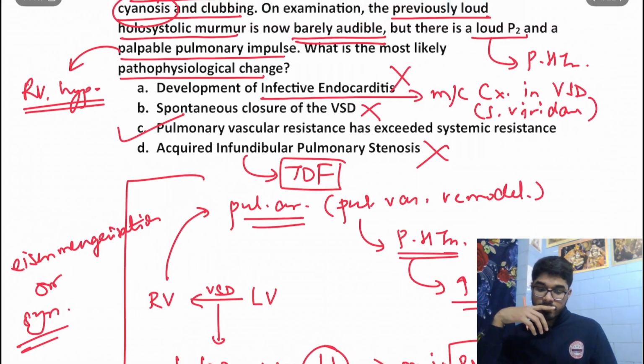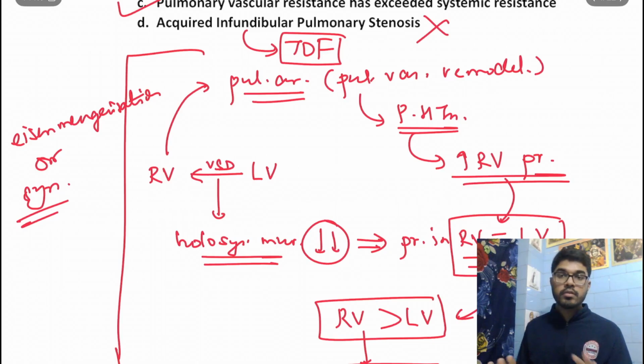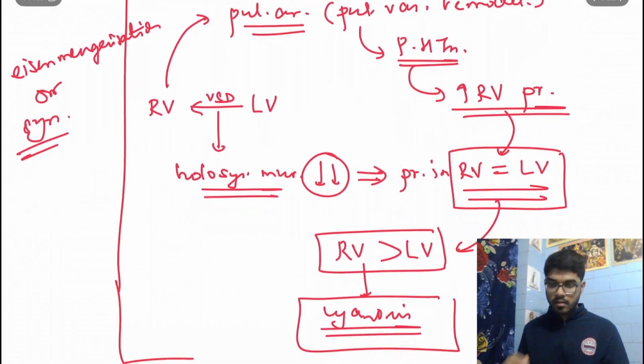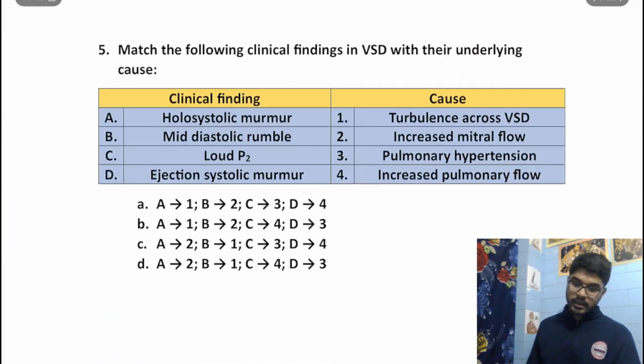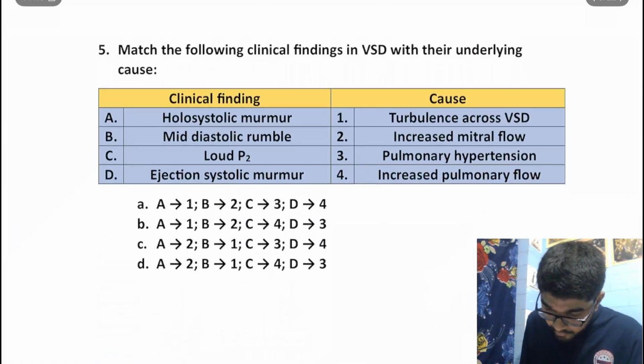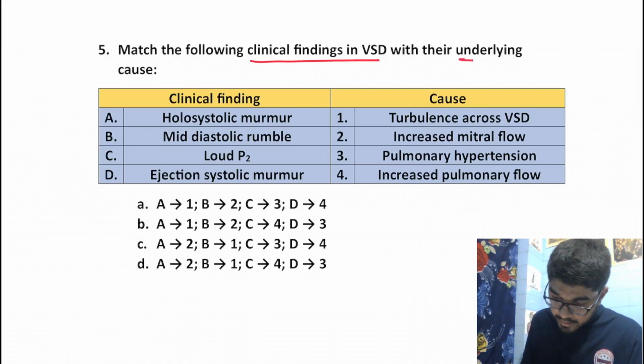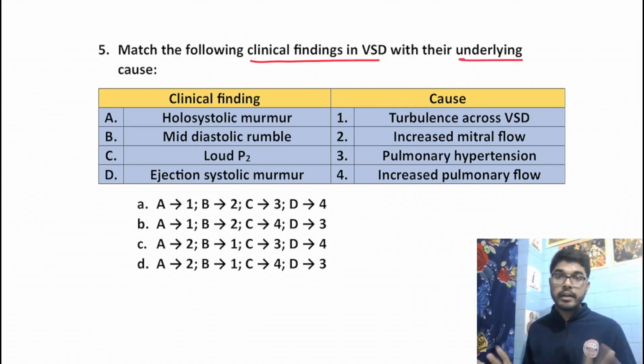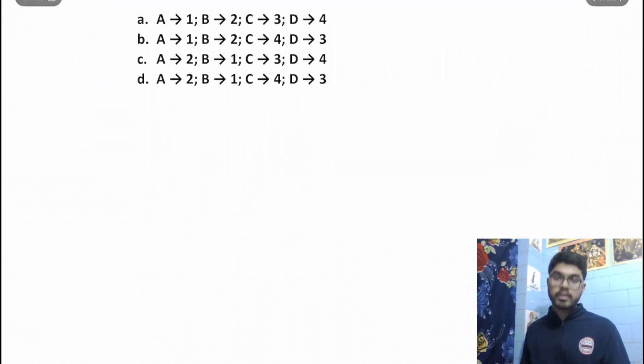Okay, over here the answer should be option C, and this is the pathophysiology of Eisenmenger syndrome. Okay. Moving on to the next question. Match the following clinical findings in VSD with their underlying cause. Over here we need to understand the murmurs associated with VSD.